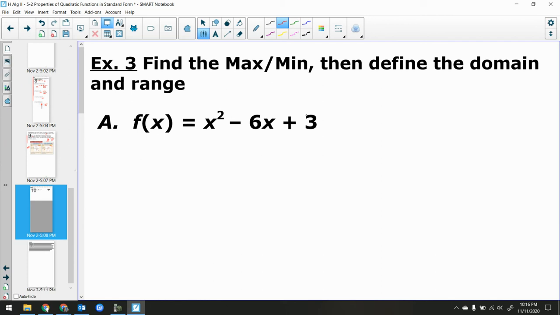Find the maximum or minimum, then define the domain and range. Okay, so the function is x squared minus 6x plus 3. I want to find the maximum or minimum value. Remember, max or min is noted by the actual vertex. So let's plug it in.